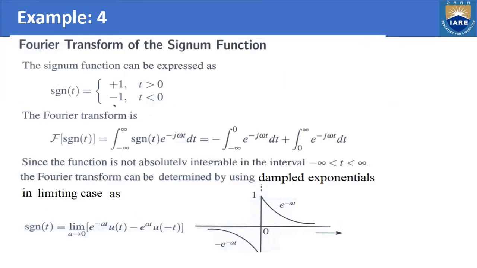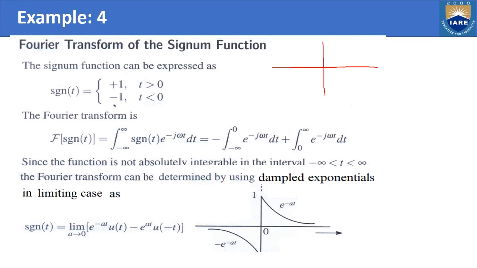Next, go to the transform of the Signum function. In this case, the Signum function can be expressed as sgn of t, meaning sine function of t. So how do I define this sgn of t?